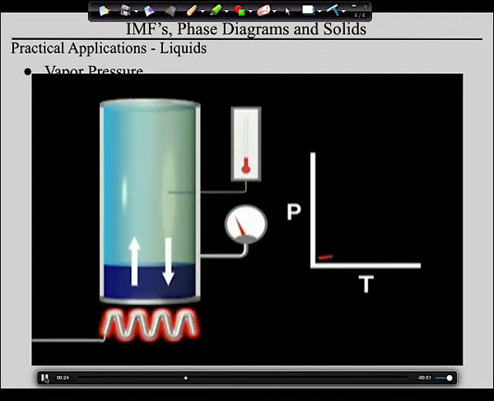As the temperature of the cylinder increases, the average kinetic energy of the molecules increases in both the liquid and gas phases.